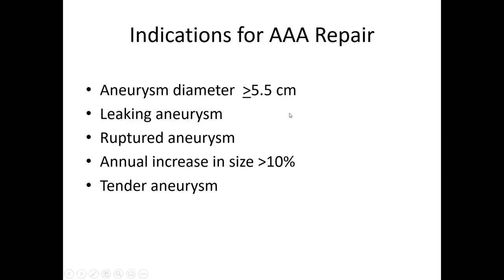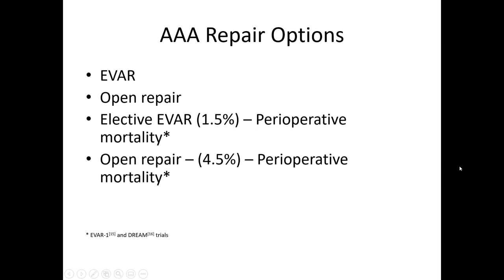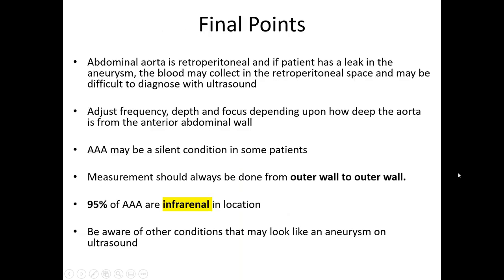So indication of repair is any aneurysm diameter of more than 5.5 centimeters. Leaking aneurysm, of course, ruptured aneurysm, and of course, if the patient's increase in diameter is more than 10%, or a tender aneurysm, they will all call for repair. There are two options. You could do open repair or you could do endovascular, which has a much lower perioperative mortality of 1.5% as compared to 4.5% as reported by this study that was done.